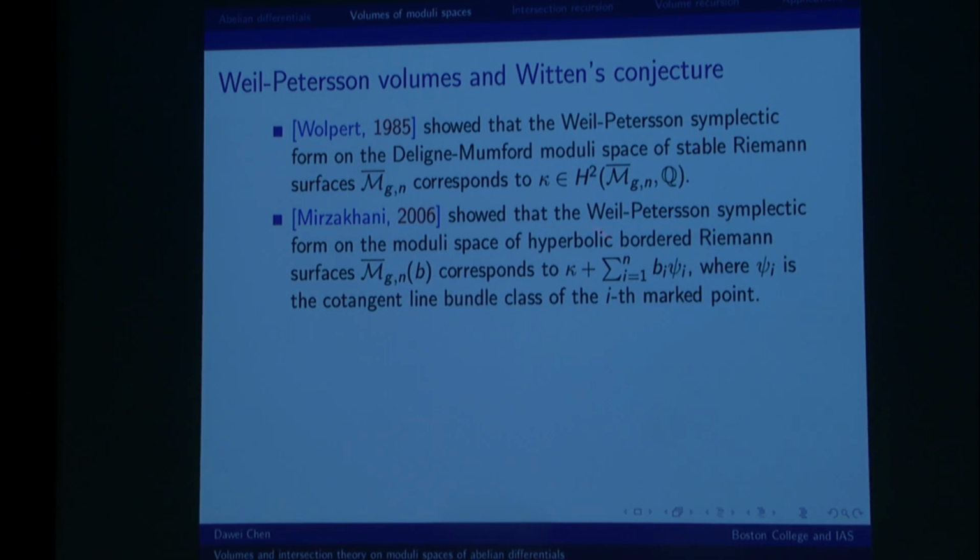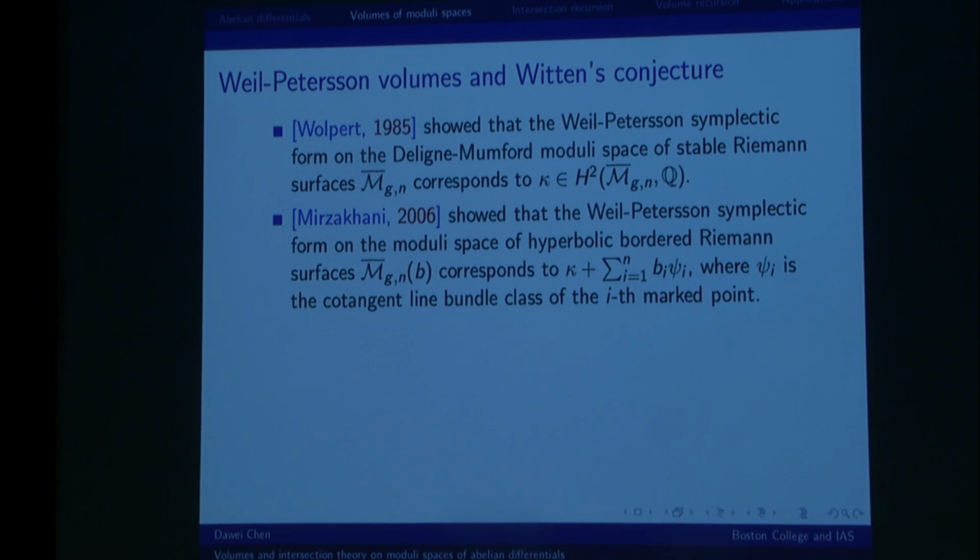And this symplectic form also corresponds to a deformation of the original kappa class by adding a linear combination of some famous psi classes, which I'm going to explain. But just let's focus on this. So you again have some correspondence between some symplectic form and an algebraic class, where you have not only the Mumford kappa class and some linear combination of psi classes.